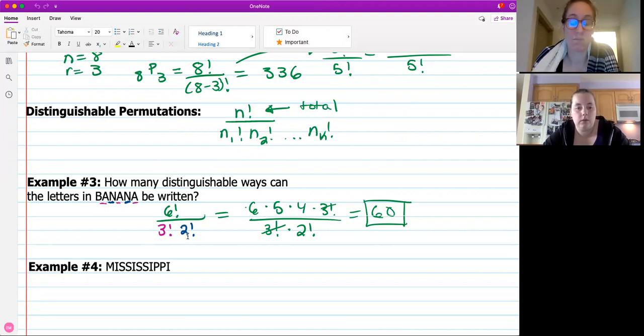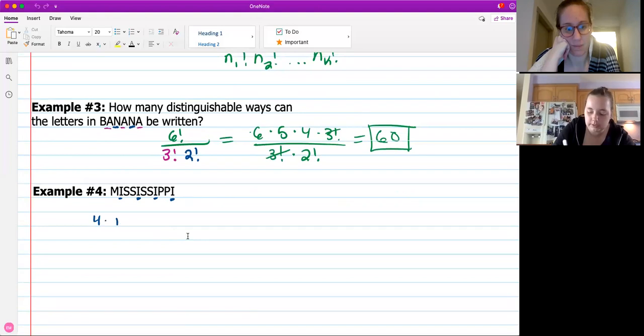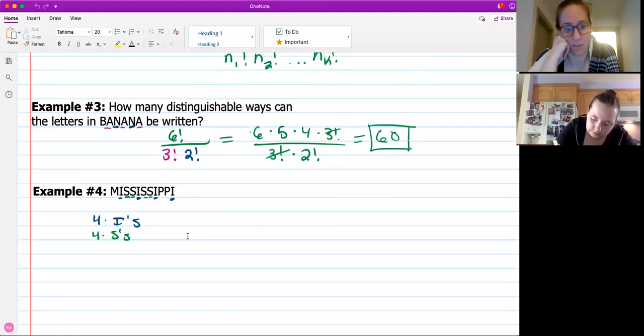All right, let's do one other example. I have the word Mississippi written here. Hopefully that's spelled right, because who really knows? Okay, so let's do this. We have 4 I's. We have 1, 2, 3, 4 S's. And we have 1, 2 P's.